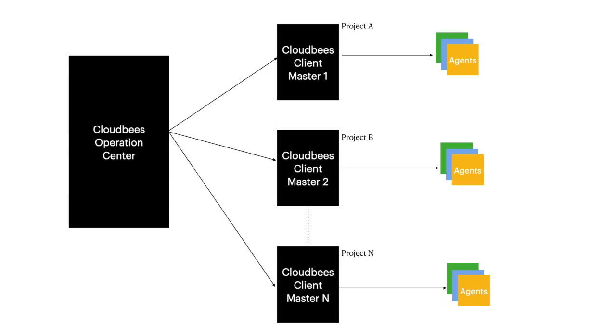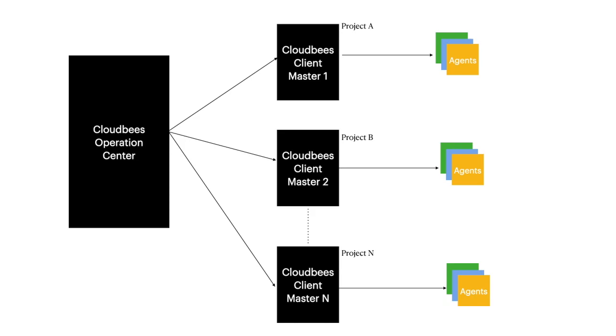We have the CloudBees Operations Center. That's the main master node, which basically manages all the client masters. The Operations Center is the main node, which applies all the security updates. You can even restrict your libraries as well as your plugins for different masters, and these masters are basically assigned to each of the projects. Each project will be using various masters, and they will have their own agents as well.